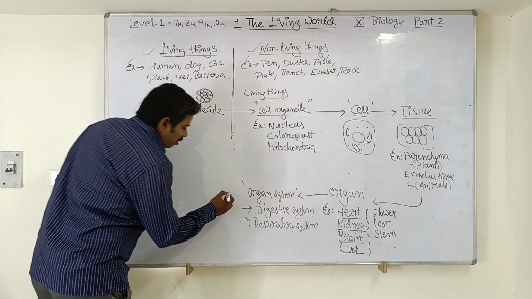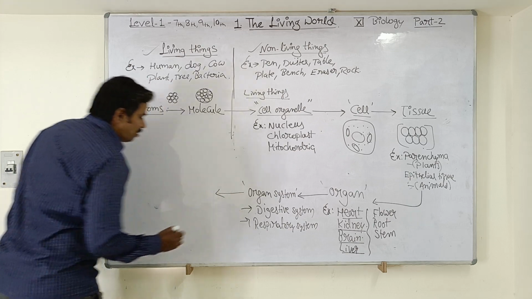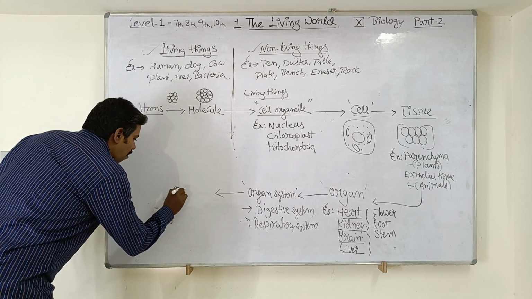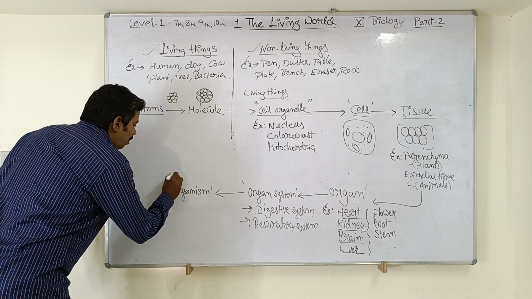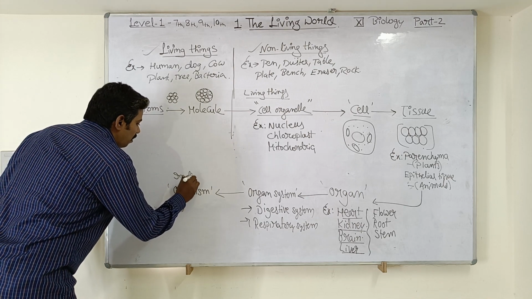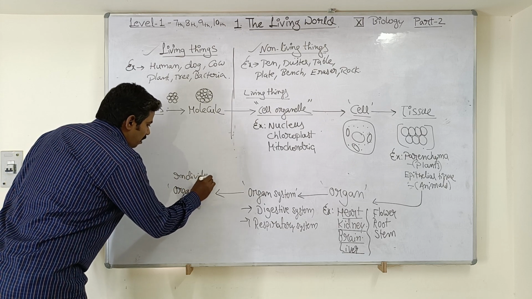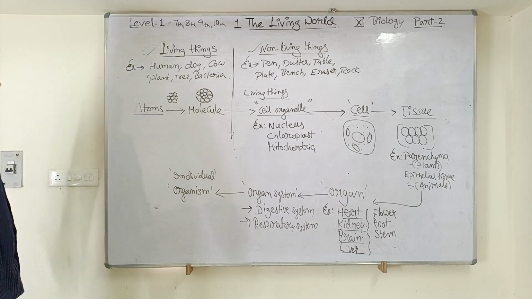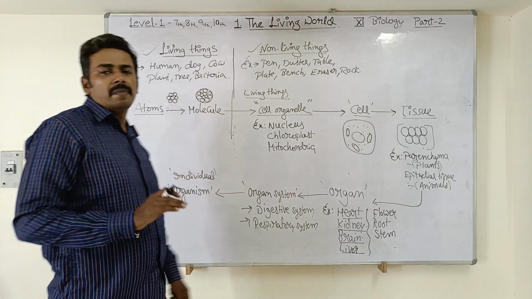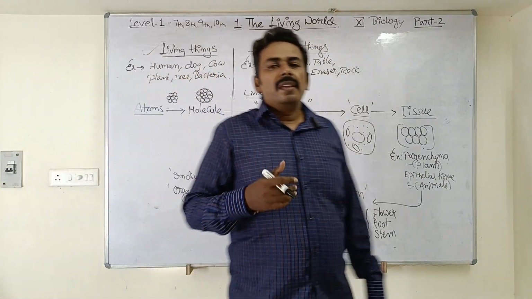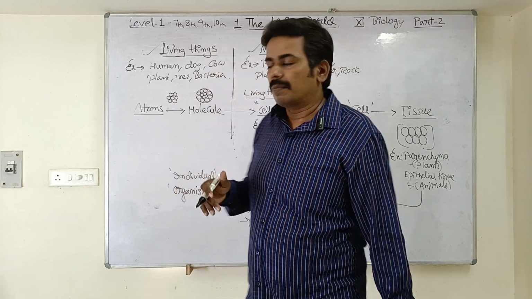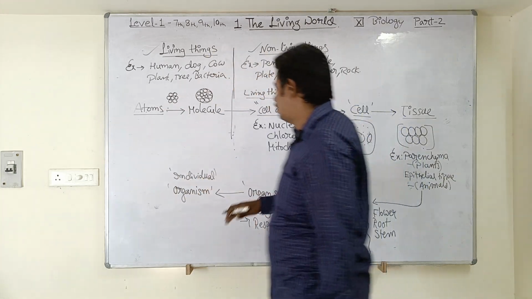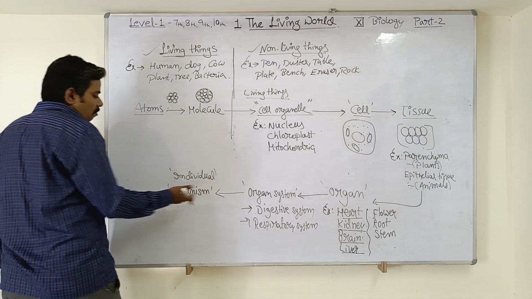Next, the organ system. Several organ systems will give rise to an organism. So an organism is an individual. Okay, every organism is an individual. So a human being is an organism. Inside our body there will be a number of organ systems, isn't it? So like this, different types of organisms will be formed.